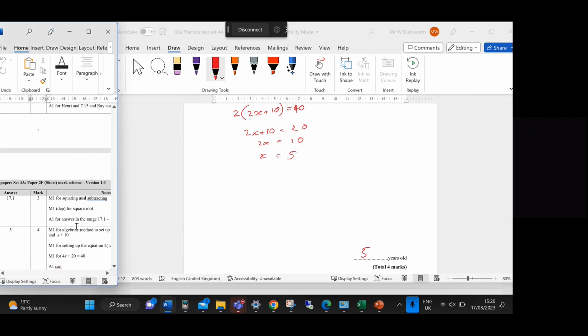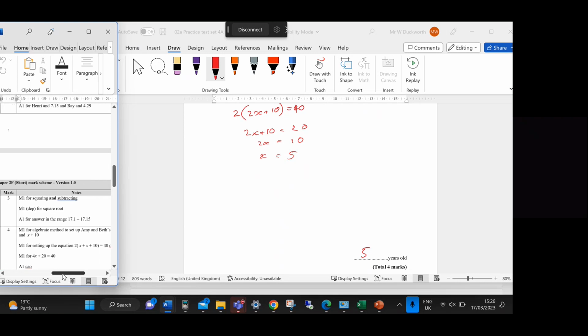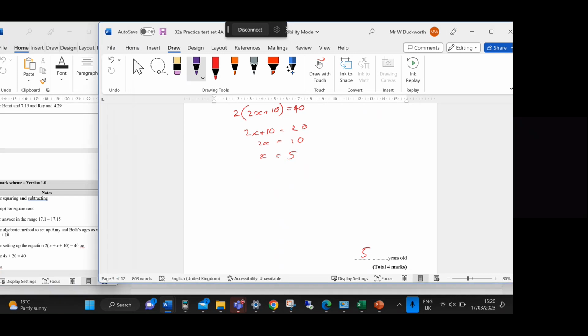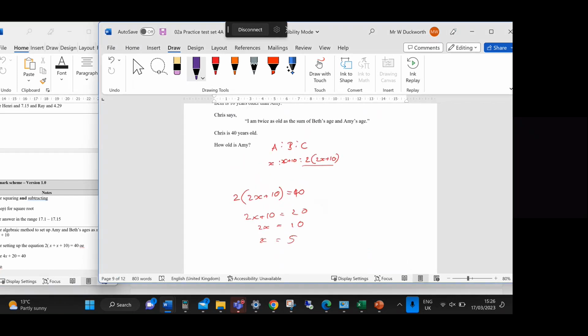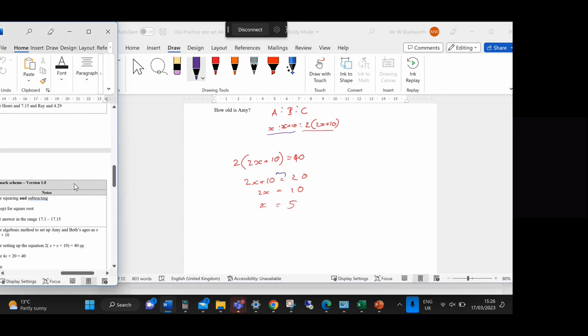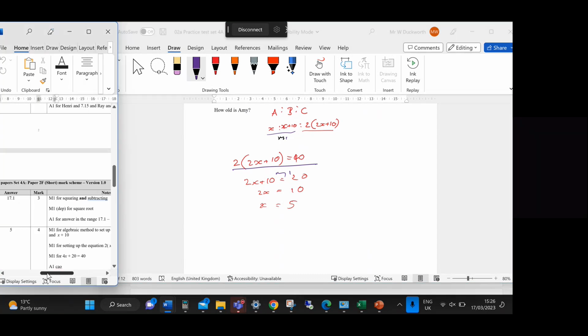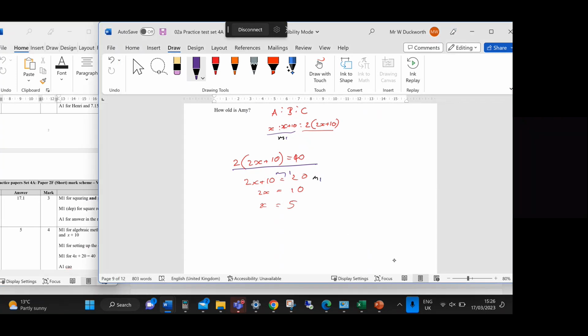Okay, mark scheme for that then. It says an M1 for algebraic method to set up Amy and Beth's age as x and x plus 10. So I picked that first method mark up there. It then says for setting up that equal to 40, my M1 there. It then says an M1 for first steps of solving, so M1 there, and then A1 for 5.